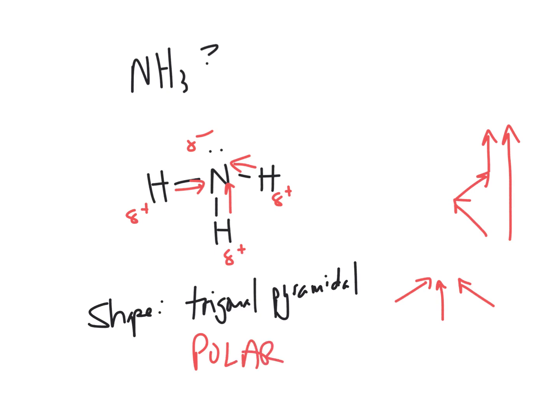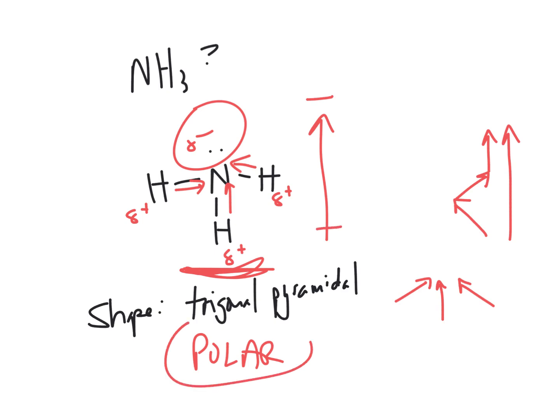This is polar because at the top of the molecule, you've got a negative part, and at the bottom of the molecule down here, you have a positive part. So the dipole would end up looking like this, if you will. I can write it like that, positive end, negative end. So this is a polar molecule.